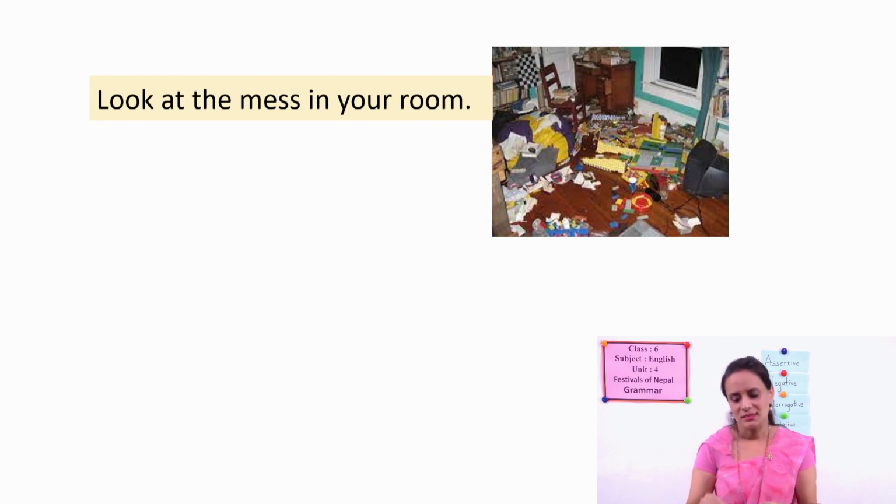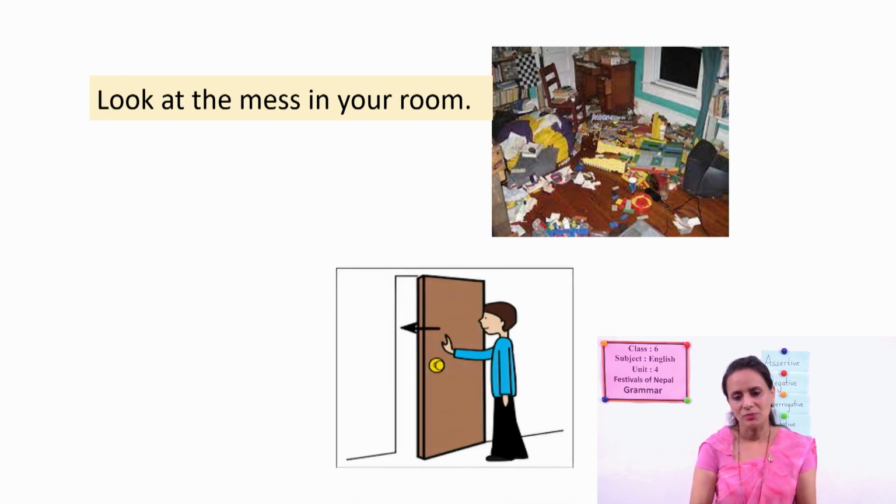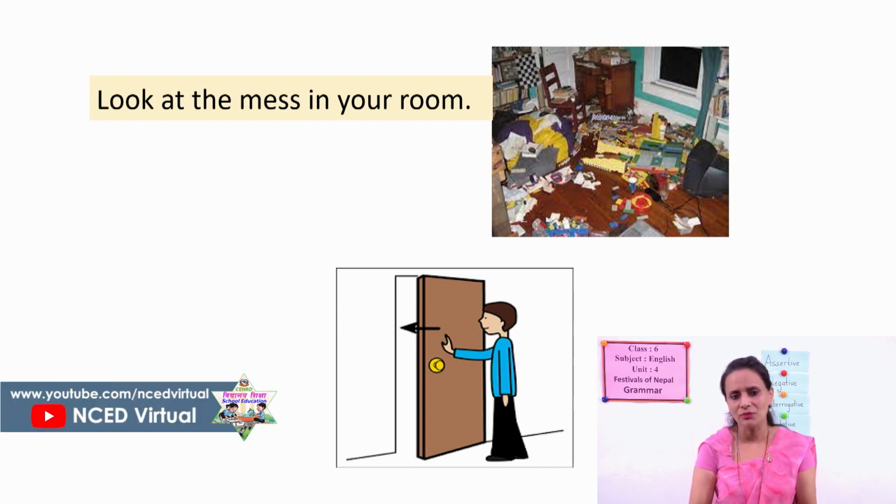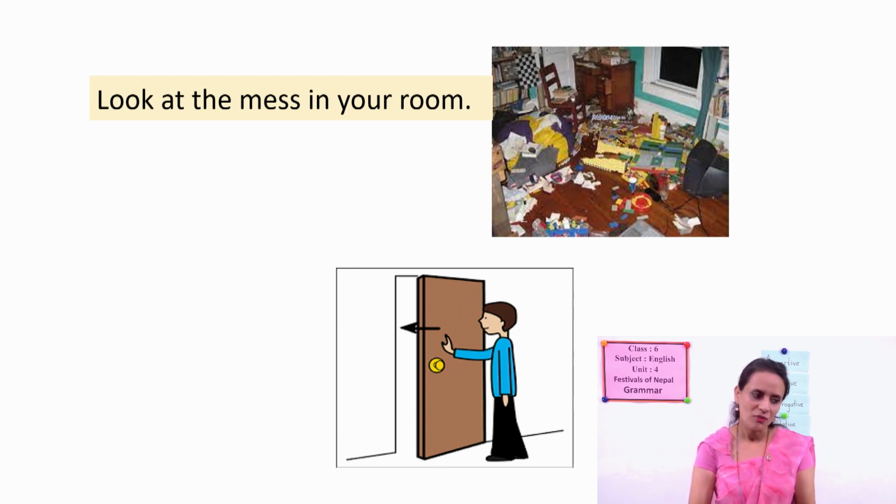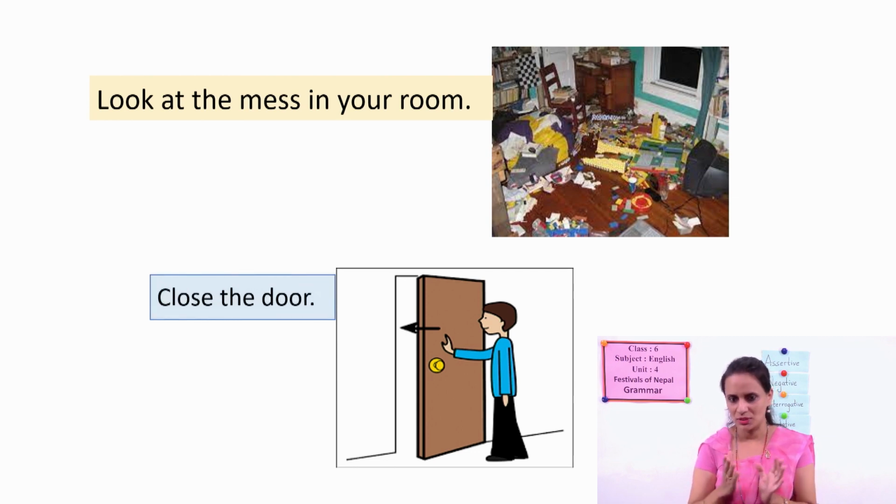Now let's see one more example of the picture. Now what is it there? A boy is standing in front of the door. Then how can you form it into a command sentence? How will you form it? Okay, "Close the door." The door is open and it's telling to close the door to someone, isn't it? It's giving command. So this type of sentences are called imperative sentences.